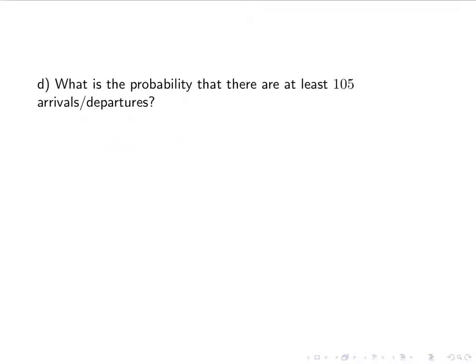What is the probability that there are at least 105 arrivals/departures? So at least 105 means the opposite of at most 104. And remember, Excel does less than or equal to. So 1 minus Poisson.dist 104, 2,500 over 24, 1. And we get 0.480467.